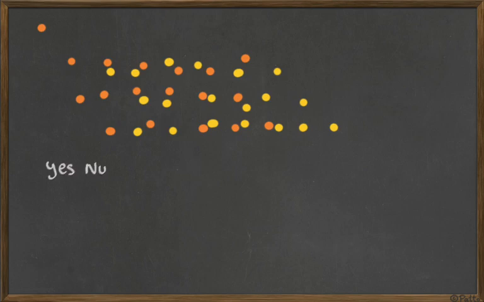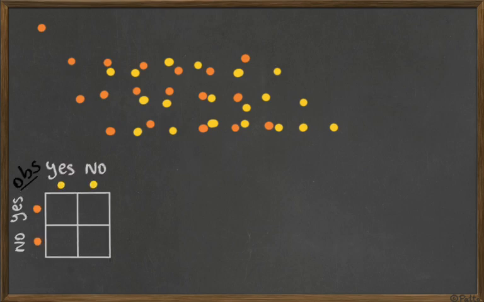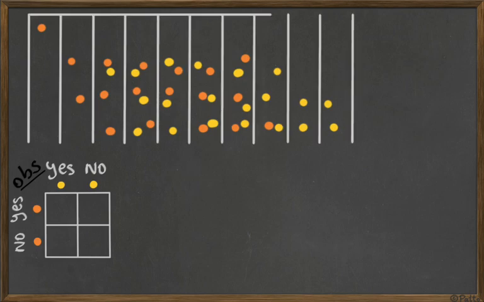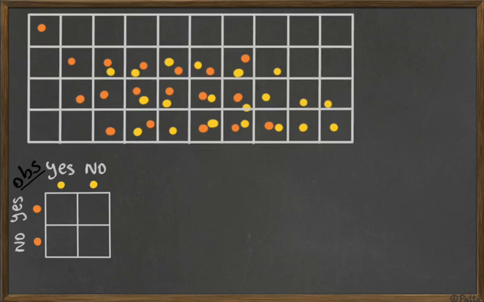Okay, I will get here another example, same little orange and yellow balls. I will make my grid over there and I will count. How many do I have? Only the oranges? 5. How many I have only the yellows? 7. How many I have both of them? 13. How many I have none of them? 15.